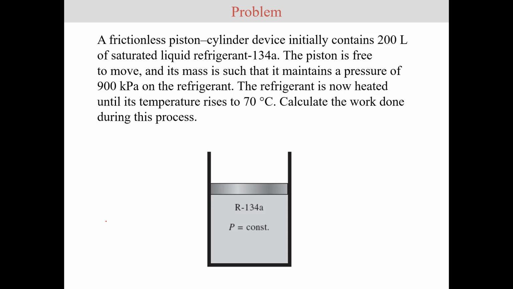Okay, let's try a few example problems. Here's the first one. A frictionless piston cylinder device initially contains 200 liters of saturated liquid refrigerant. The piston is free to move, and its mass is such that it maintains a pressure of 900 kilopascals on the refrigerant. The refrigerant is now heated until its temperature rises to 70 degrees Celsius. Calculate the work done during this process.